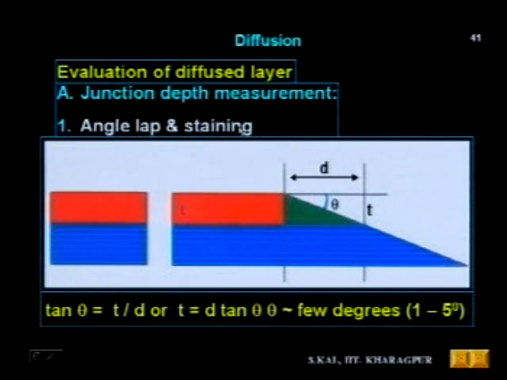The second step is staining. You have to use a certain solution. If you put a few drops of that solution, the color of that particular diffused layer will change. You see here it is a blackish green. If the color changes, then under the microscope you can easily see the distance D, and if you can measure the distance D, easily you can find T, which is the junction depth. So this is one technique, known as angle lap and staining, and the detailed methods are shown here.